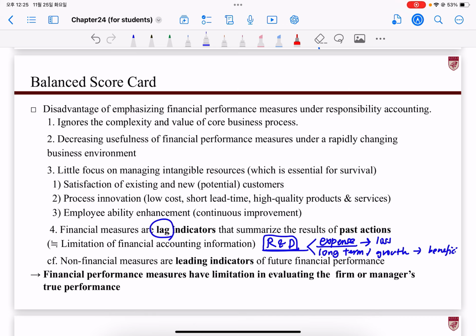It's shown as a lag indicator, of course. It's shown as an expense, but it is actually a long-term benefit. So if you only rely purely on the financial measure, expense as an expense, asset as an asset, then it can be not fully representing your long-term performance. And people are saying non-financial measures like the customer experience, employee ratings are better indicators for the future.